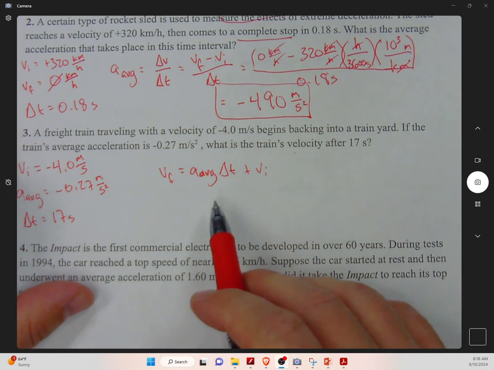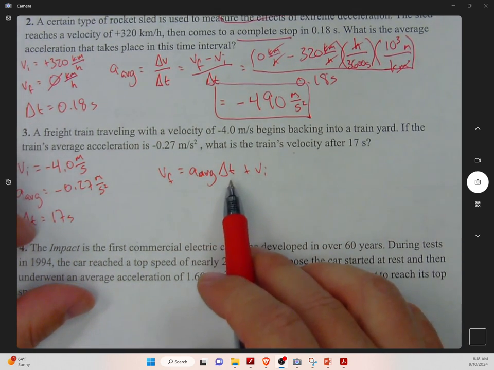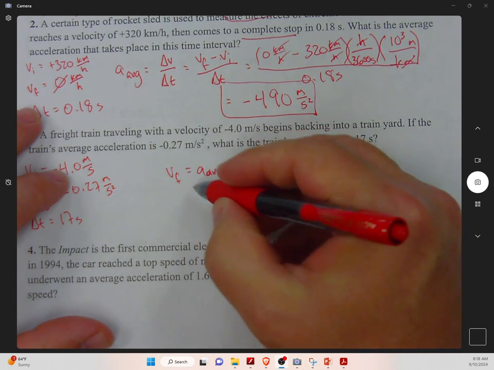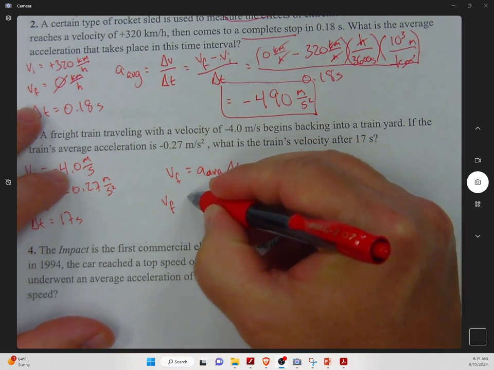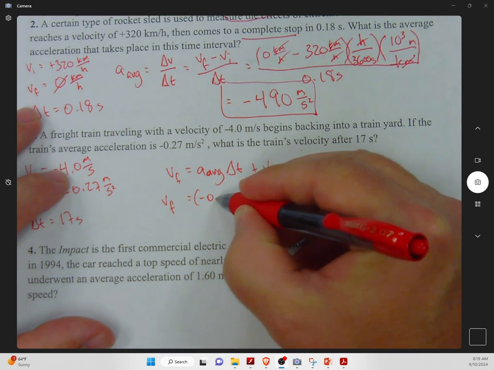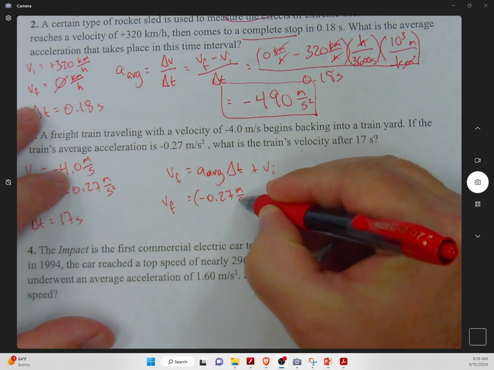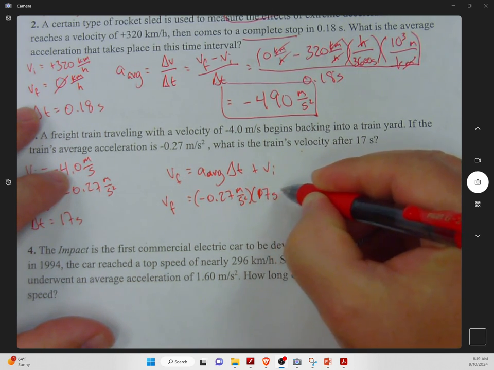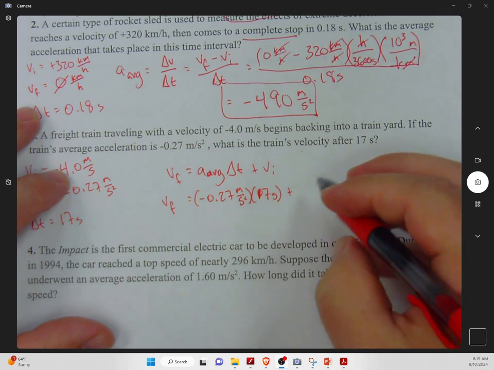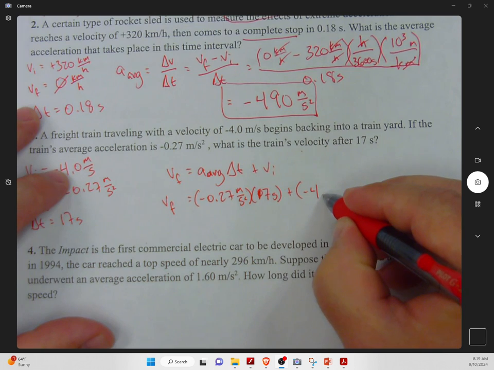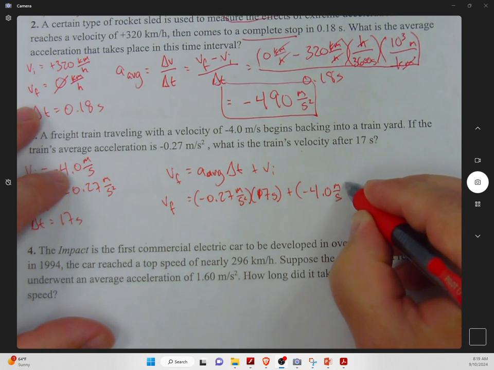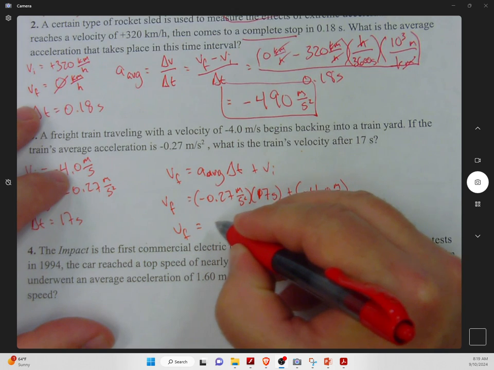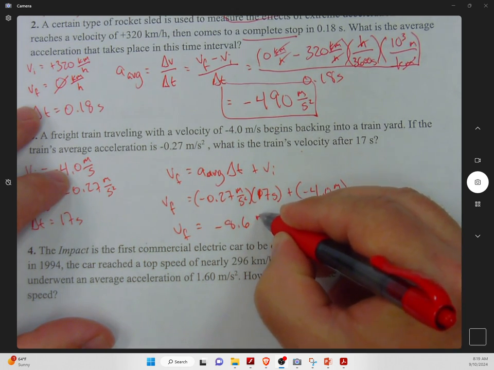So I have all three of these things already. I have the average acceleration, I have my delta t, and I have my initial velocity. So now I'm in a position to plug and chug. Negative 0.27 meters per second squared, I'm going to multiply that by my 17 seconds. What else do I have? That's going to be plus a negative initial velocity. And so my final velocity here is negative 8.6 meters per second.